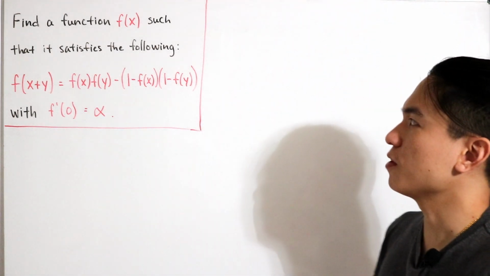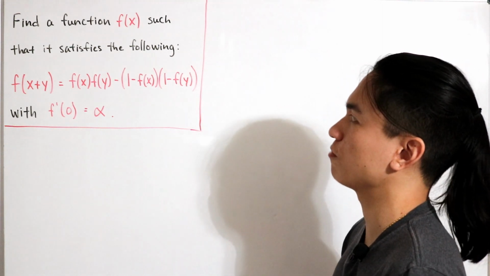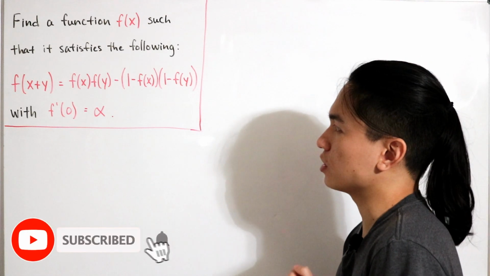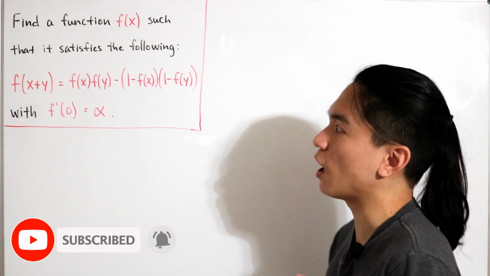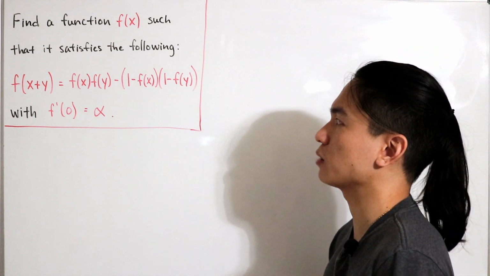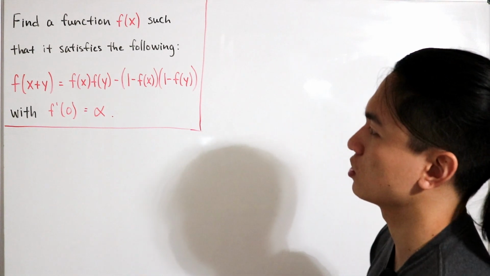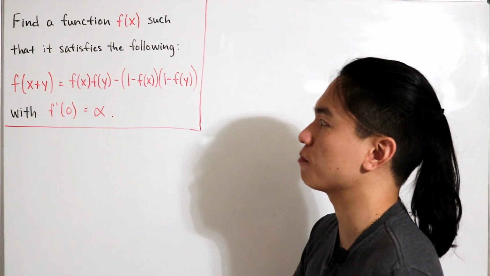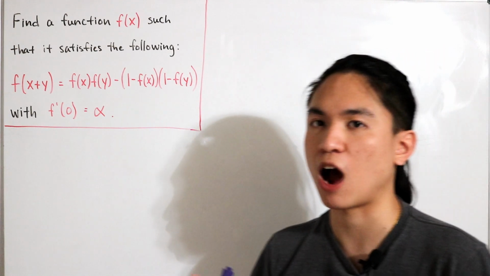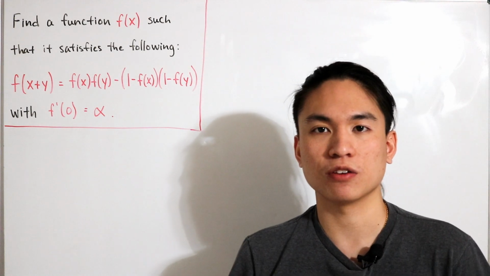Today we have a functional equation that we would like to solve. We want to find a differentiable, continuous function f of x that satisfies the following: f of x plus y is equal to f of x times f of y, subtract 1 minus f of x times 1 minus f of y. And that's it, also with the condition imposed that f prime of 0 is equal to some arbitrary constant, which we'll call alpha.